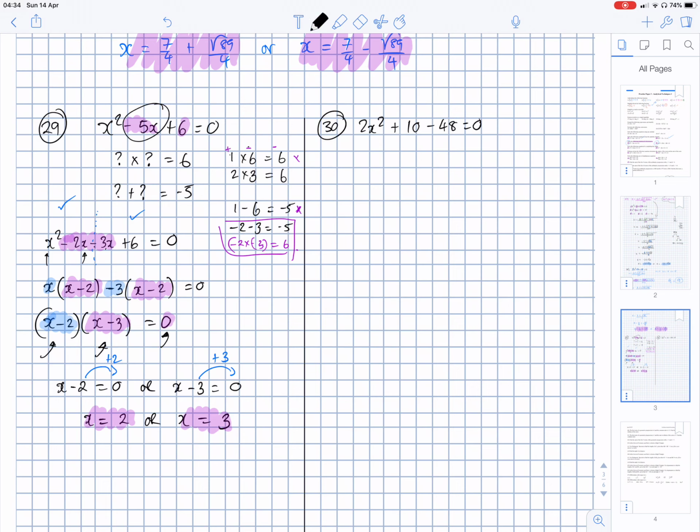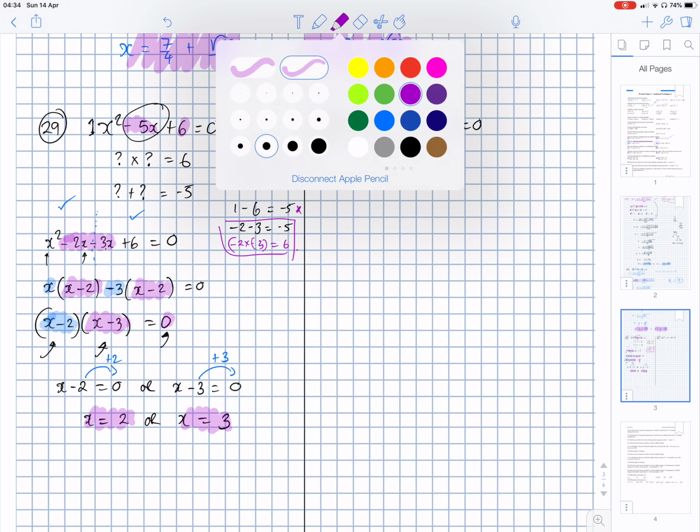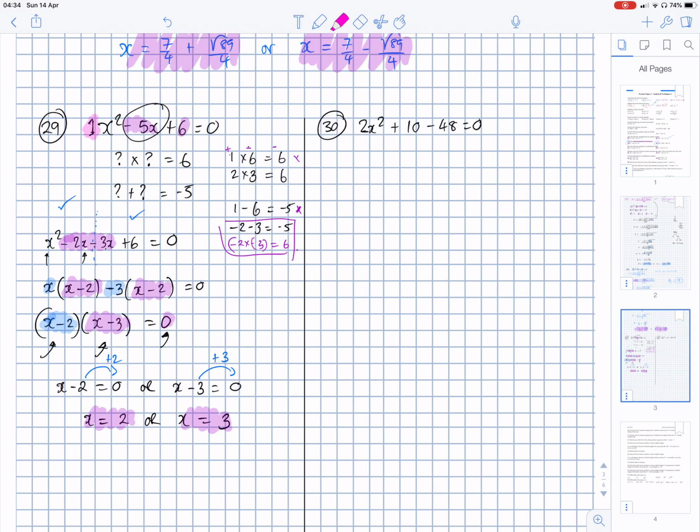Now let's look at this one. I was going to do them simultaneously, then I noticed there's a 2 here and there was a 1 there. So first of all we multiply this 2 by this minus 48. 2 times minus 48 is minus 96. So we're actually looking for factors of 96 instead of the factors of 48.